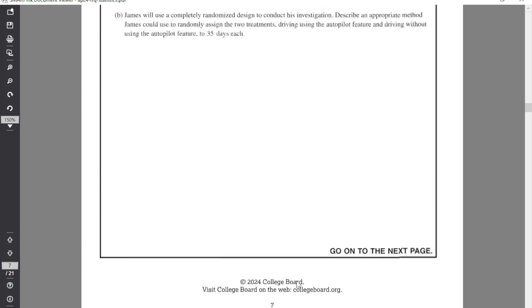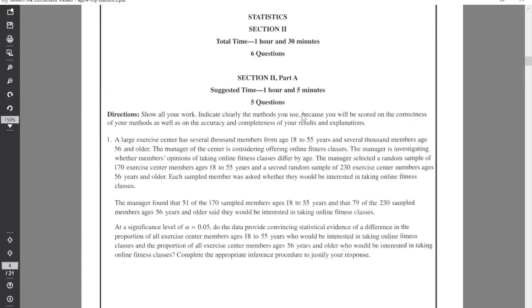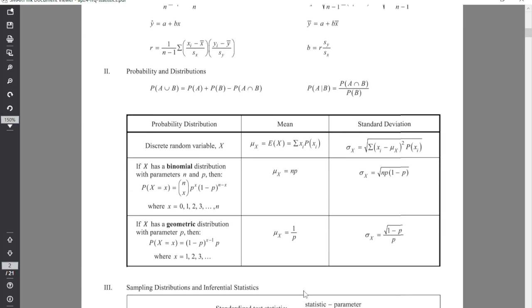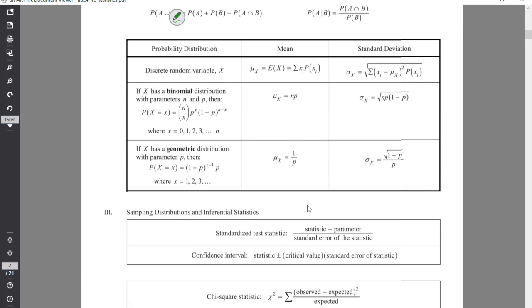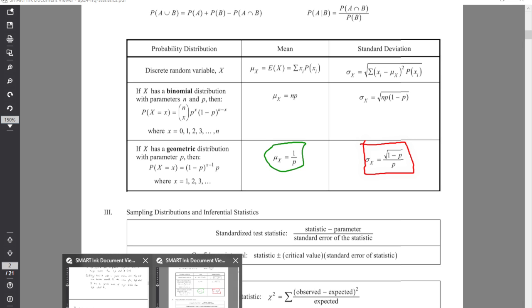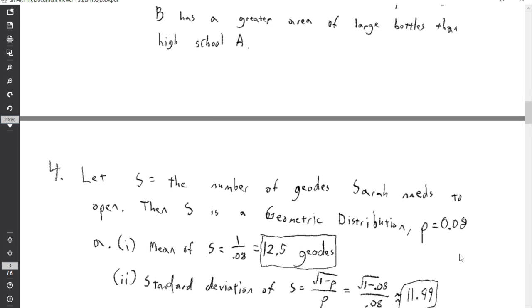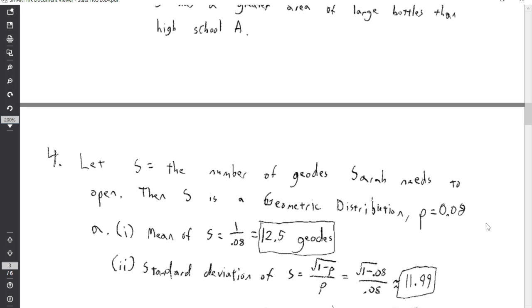So we can go up to the formulas here, and you can see that with a geometric distribution, our mean is 1 over p, and then our standard deviation is the square root of 1 minus p over p. So we're just going to plug our value of p of 0.08 into that formula and plug 0.08 into the standard deviation formula, and there they are.